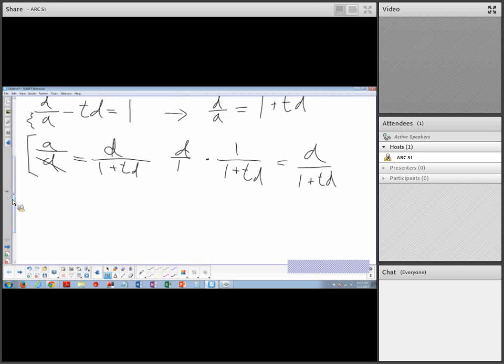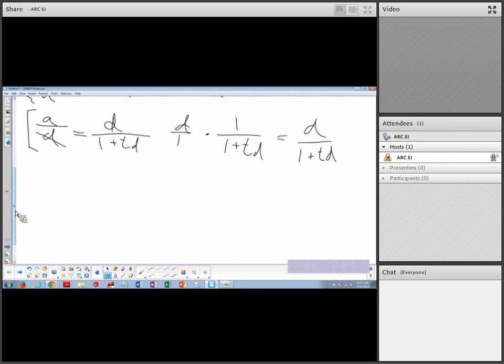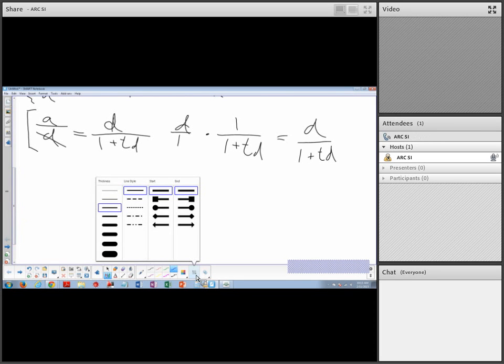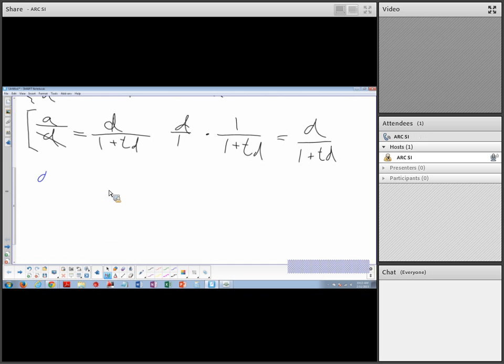Wait, I'm still confused. Hold on. Okay, I think we should do it again, but not divide by A, because that seemed to confuse people. At least it seemed to confuse me, so let's not do that. So, we start with D equals A over 1 minus AT. Same story. You basically always want to get rid of fractions first. Almost no matter what you're doing, you want to get rid of fractions first. So, 1 plus AT.